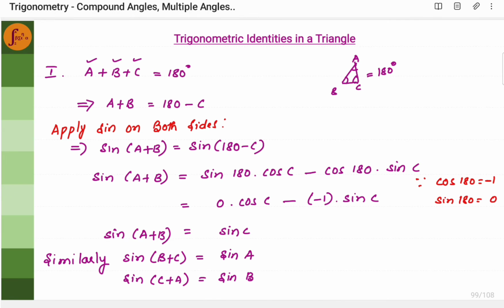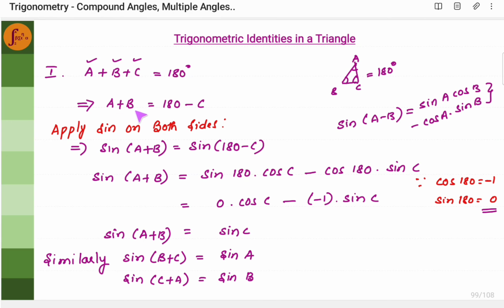Here what you will do, you will take the sine(A minus B) formula, right? You remember the sine(A minus B) formula, right? Sine(A minus B) is sine A cos B minus cos A sine B. So using this formula, we have substituted here. So we have 180 and C. Sine 180 cos C minus cos 180 sine C. Sine 180 is 0. Remember this, sine 180 is 0. Cos 180 is minus 1. So when we substitute, you're going to get sine(A plus B) is sine C.